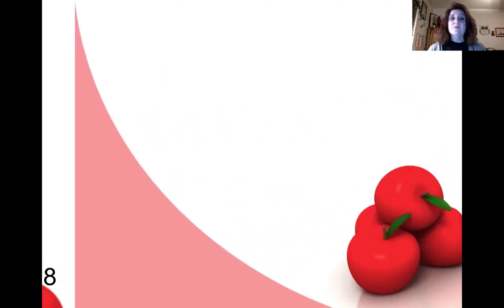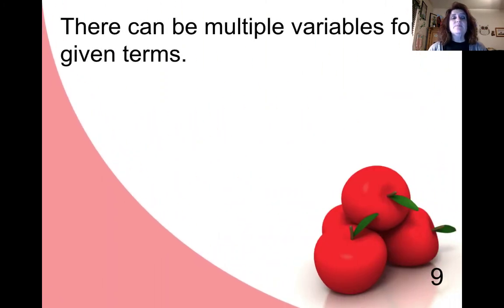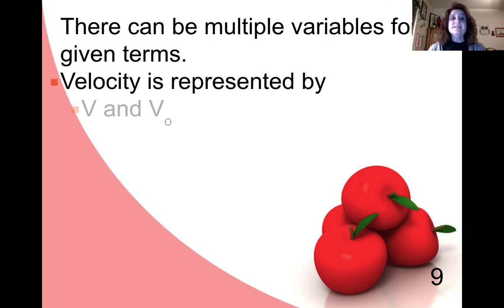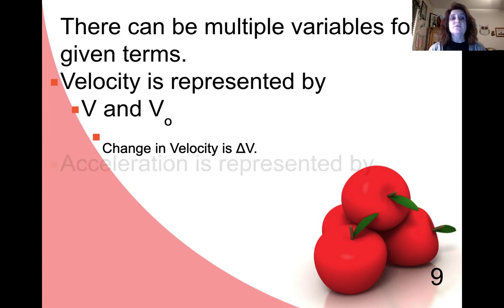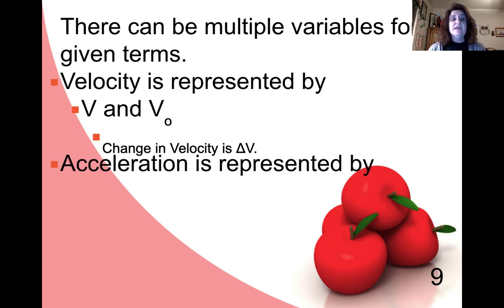Looking at the variables, there can be multiple variables for given terms. Velocity is represented by v and v naught. Change in velocity is represented by a delta v. That little triangle stands for the word delta. Acceleration is represented by the letter a.